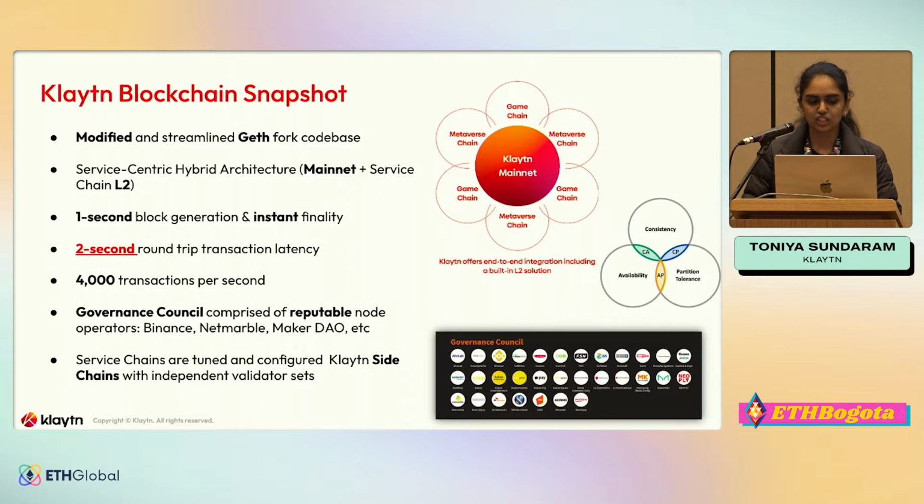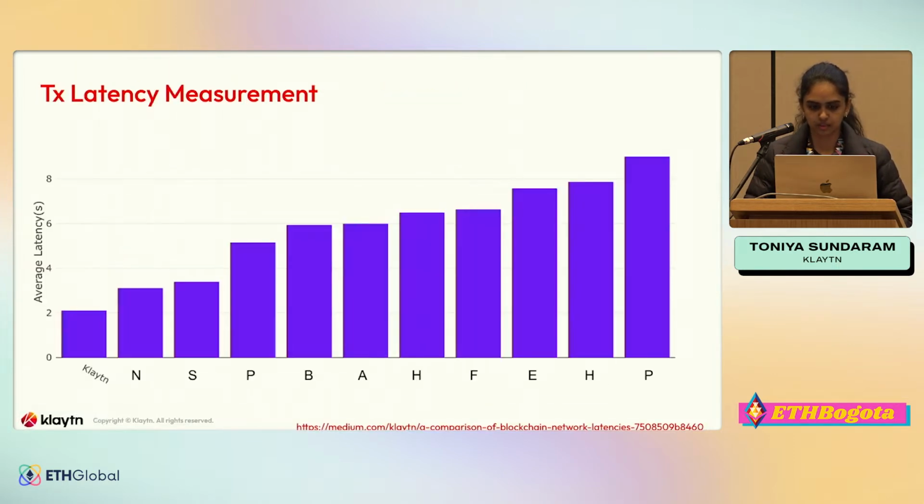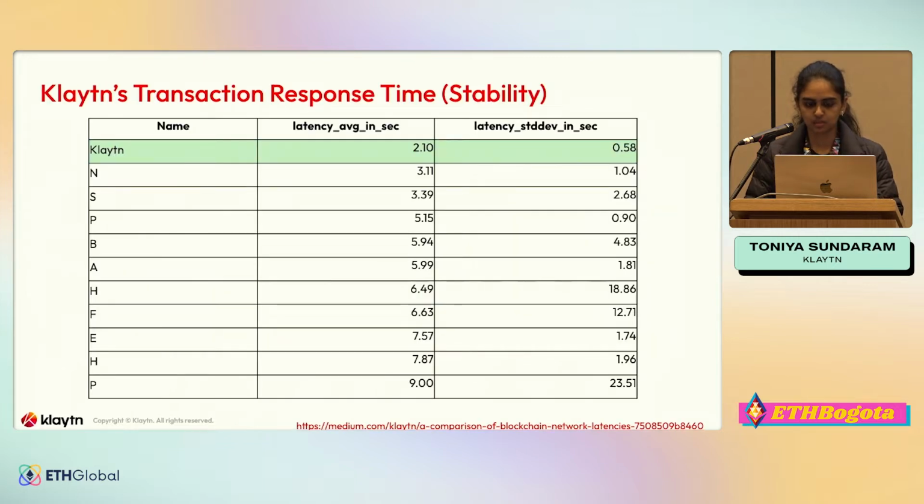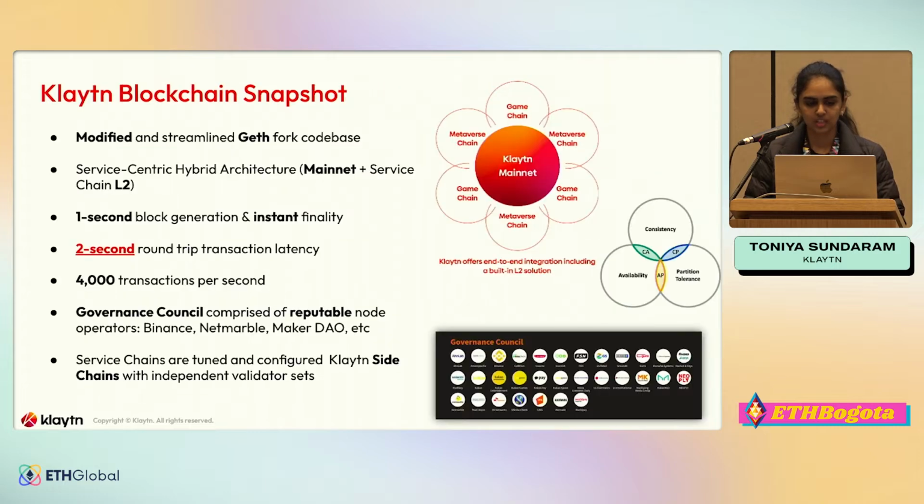And Klaytn has a 2-second round-trip transaction latency. So this is quite fast. We did some tests in the mainnet, and here are some metrics. This is the statistics compared to the other layer 1 blockchains. It has a 2-second response time, and the average transaction latency is very low.